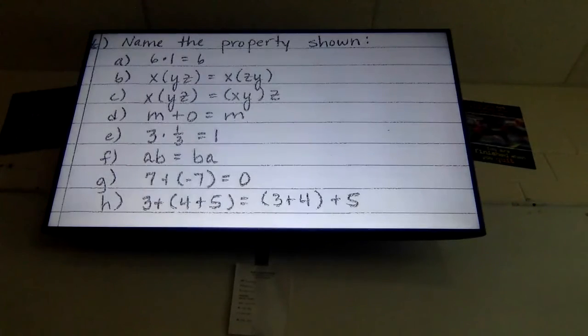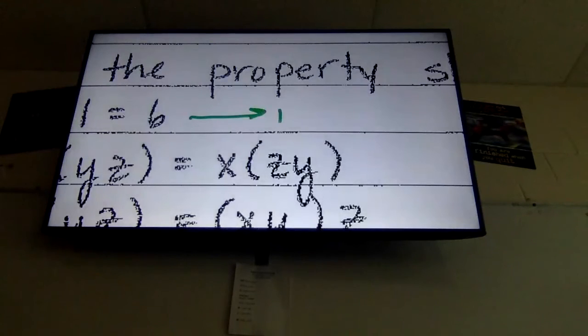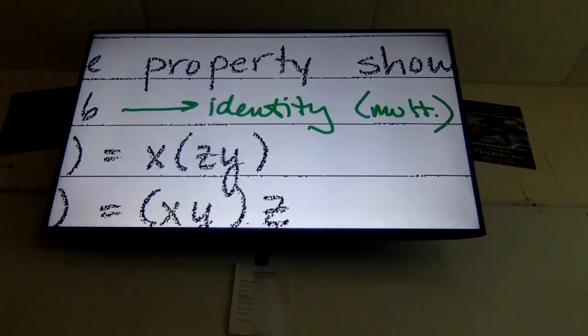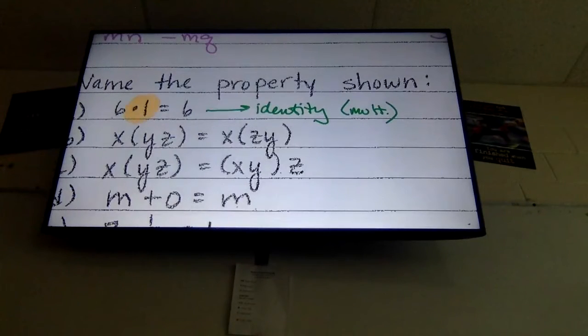Okay, so the first one says 6 times 1 equals 6. Anyone remember what that property is? Identity. What kind of identity? Multiplicative. Multiplicative identity, very good. So I'm personally gonna just write identity, and I'm just gonna put a little mult behind it to remind me it's multiplication. So identity is anytime we multiply by 1 or we add 0 so that we literally start with something and end with the same thing.